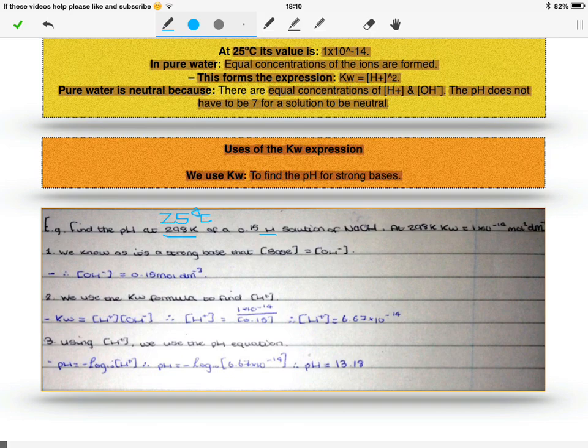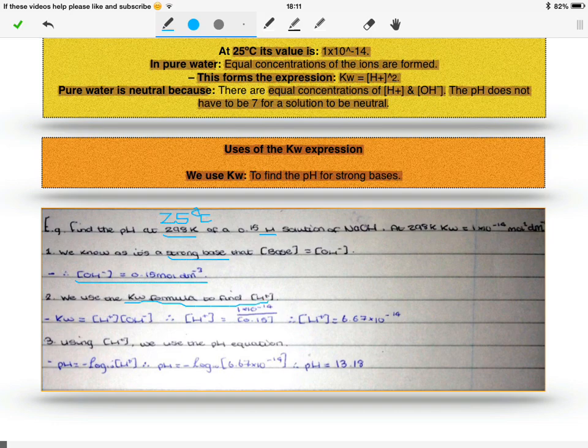The first thing we need to know is that it's a strong base, and just like strong acids, the concentration of the base will be equal to the concentration of the OH- formed, unless you have a diprotic base. So what we can derive from this is that the concentration of OH- is equal to 0.15 moles per decimeter cubed.